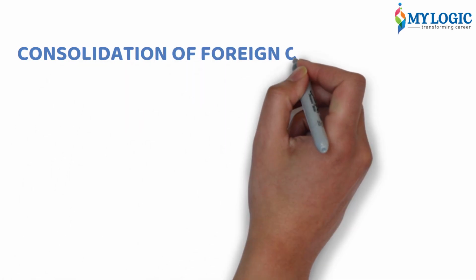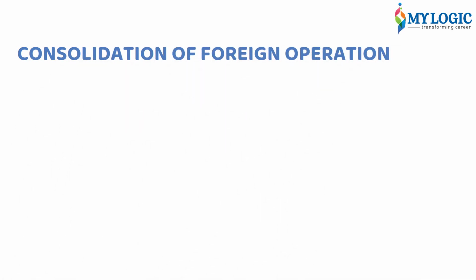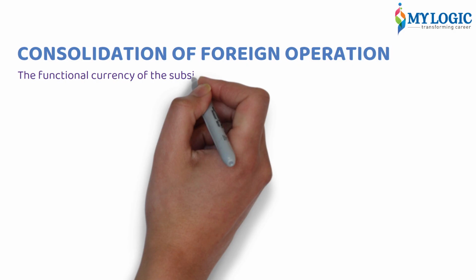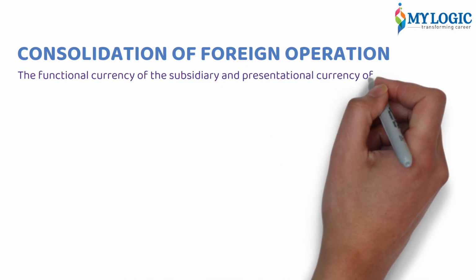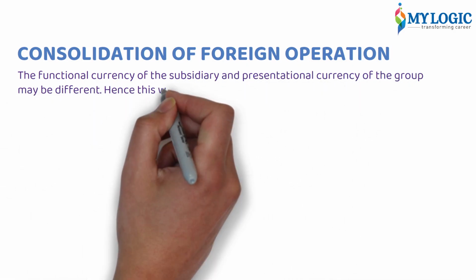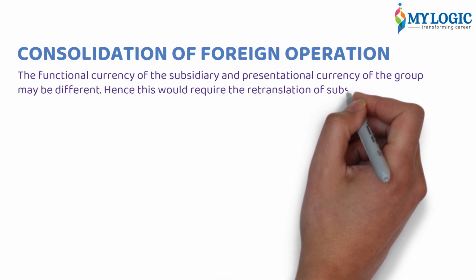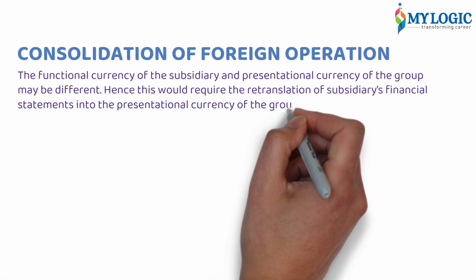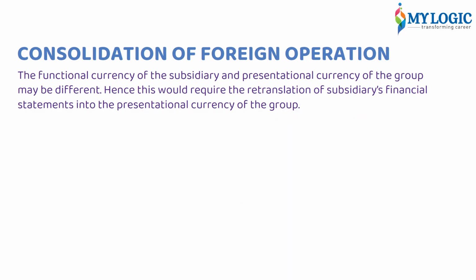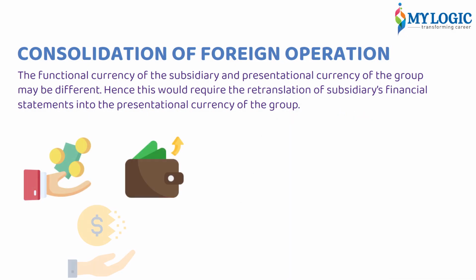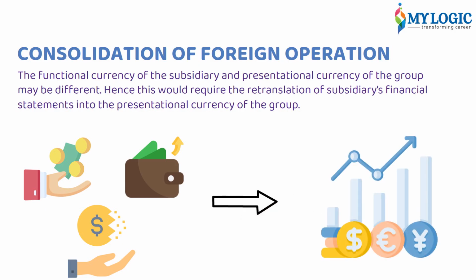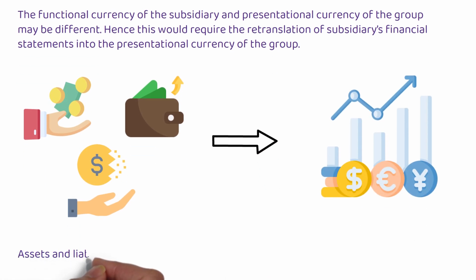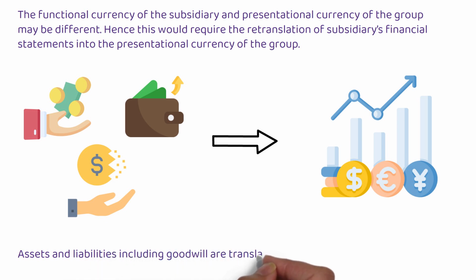Consolidation of foreign operation. The functional currency of the subsidiary and the presentational currency of the group may be different. Hence, this would require the retranslation of the subsidiaries' financial statements into the presentational currency of the group. Income, expenses, and other comprehensive income are translated at the average exchange rate. Assets and liabilities, including goodwill, are translated at the closing rate of exchange.